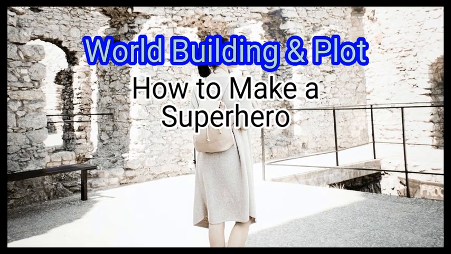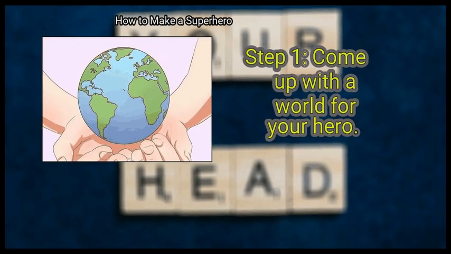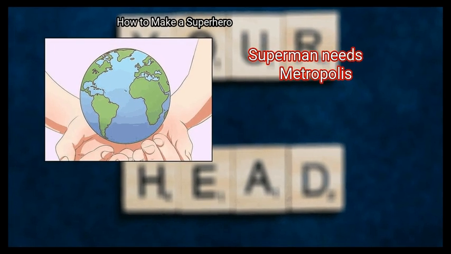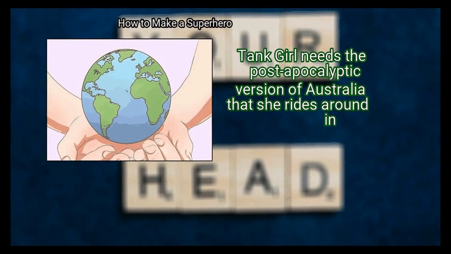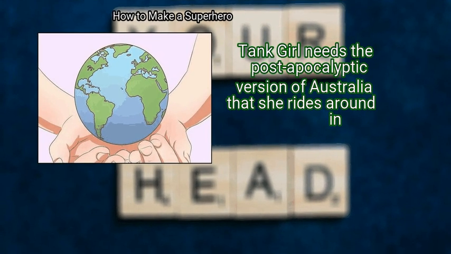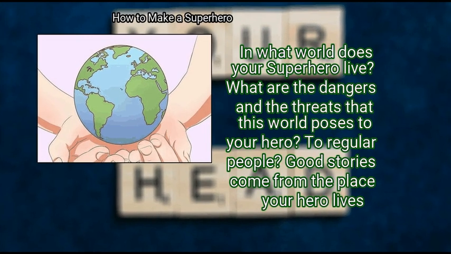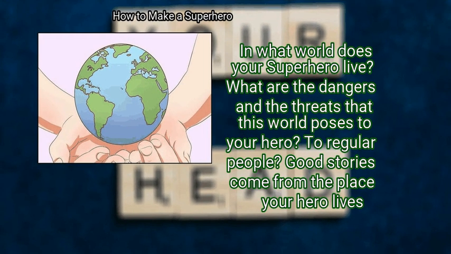Method 3. World building and plot. First is come up with the world for your hero. Superman needs Metropolis. Tank Girl needs the post-apocalyptic version of Australia that she rides around in. In what world does your superhero live? What are the dangers and the threats that this world poses to your hero? To regular people, good stories come from the place your hero lives.